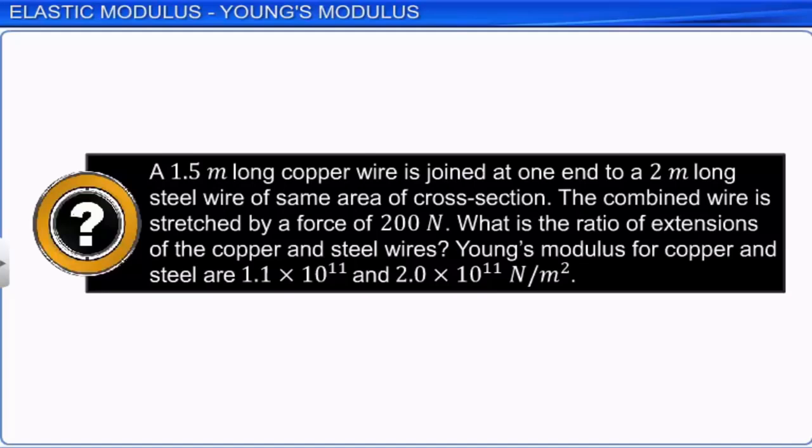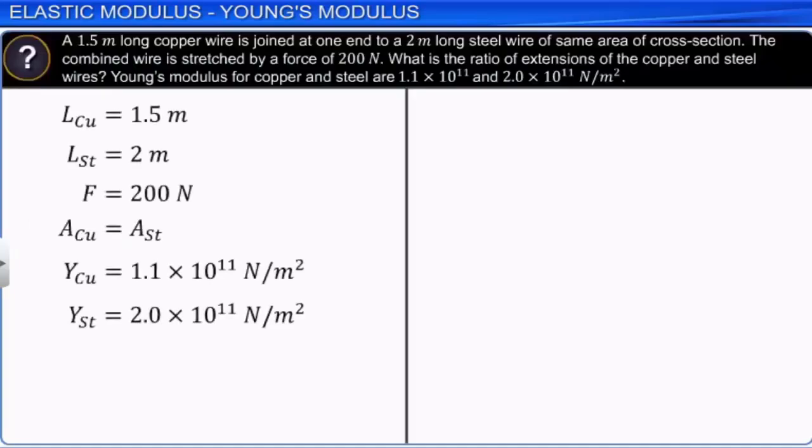Young's modulus for copper and steel are 1.1 times 10 to the power 11 and 2.0 times 10 to the power 11 newtons per meter square. The values given in the problem are the original lengths of the two wires, load, and Young's modulus for each material. We write the expression for Y for the copper and steel wires.